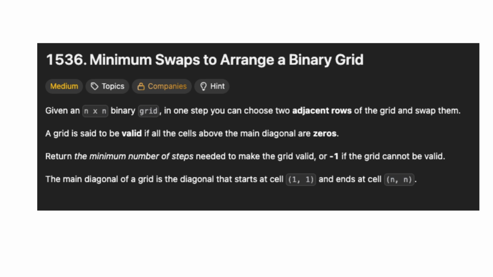Today we are solving LeetCode problem 1536. Minimum swaps to arrange a binary grid. This is a medium-level problem. We are given an n by n binary grid.